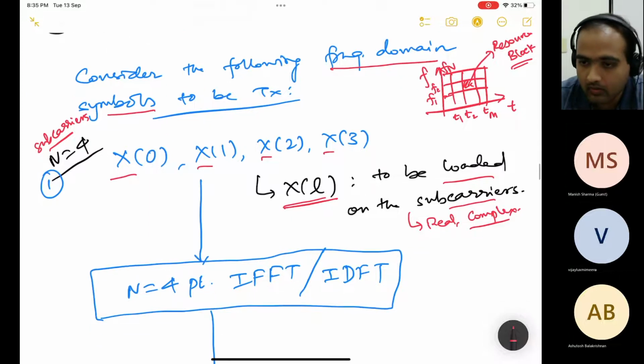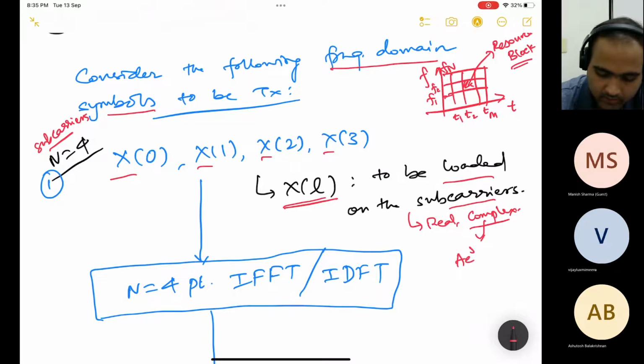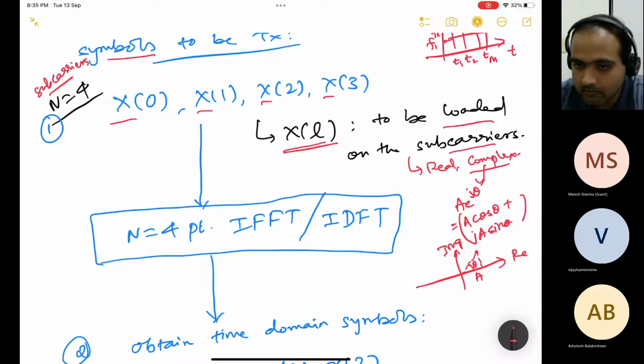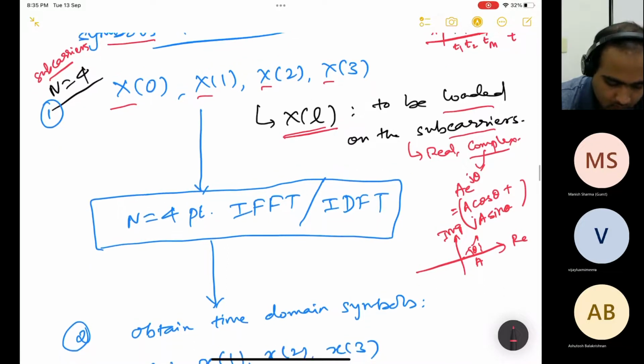So what is the meaning of a complex symbol again? If it is complex, that means it is of the form a e to the power j theta. This is of the form a cos theta plus j times a sin theta. If you consider the space, you have the real axis and the imaginary axis, and this is how we represent it. This is my a and this is my theta. This is how we represent the symbol in the space.